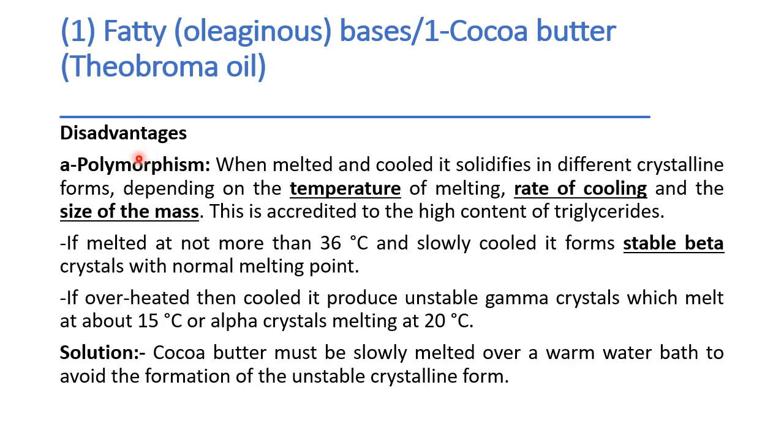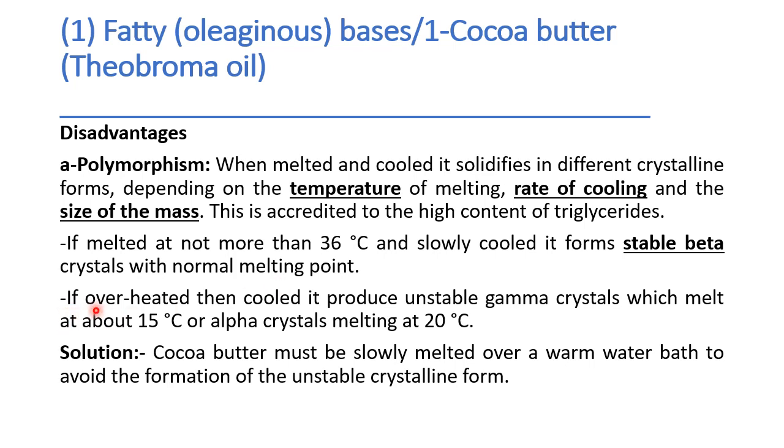Theobroma oil base has a number of disadvantages. This includes polymorphism. When this base is melted and cooled, it solidifies in different crystalline forms. This will depend on the temperature of melting, the rate of cooling, and the size of the mass. This polymorphism is due to the high content of triglycerides. So if the base is melted at not more than 36 degrees centigrade and slowly cooled down, it forms the stable beta crystals with normal melting point.